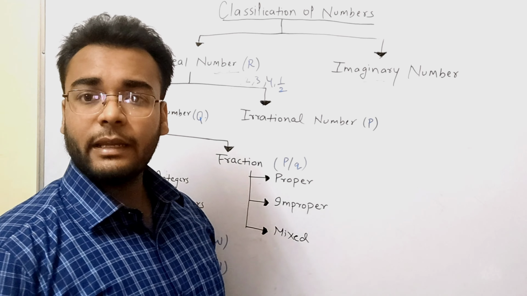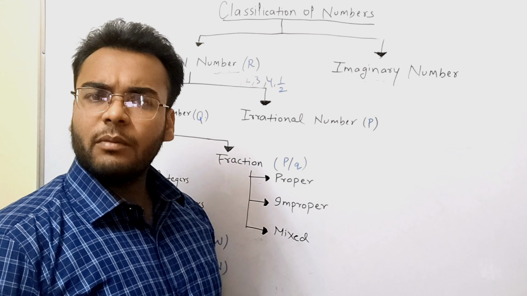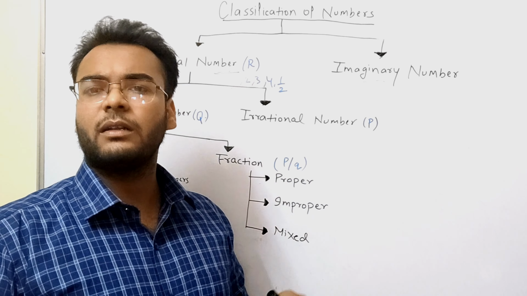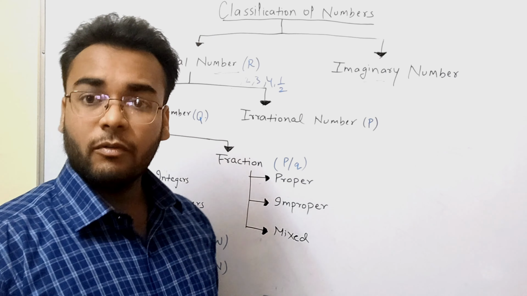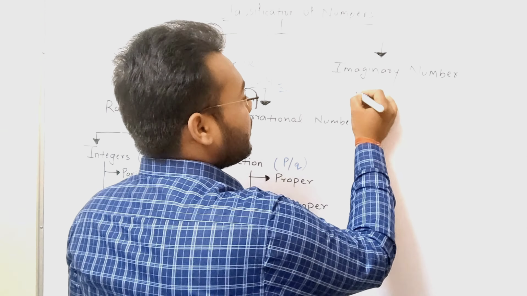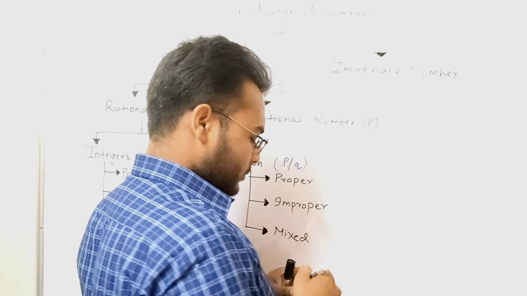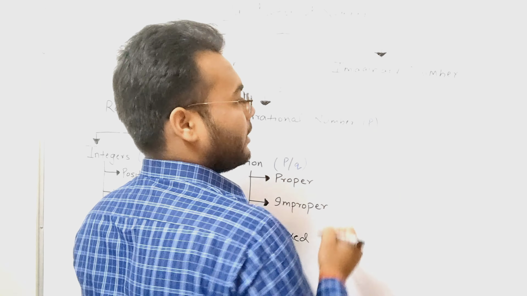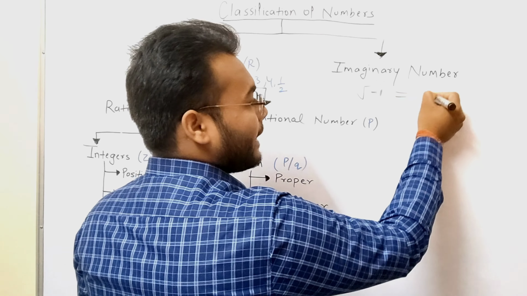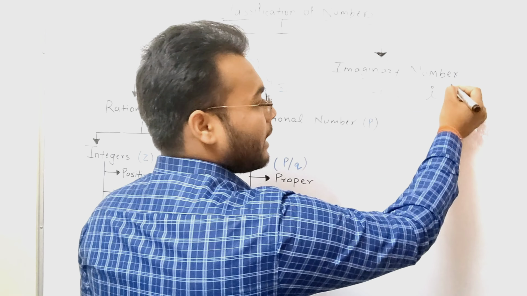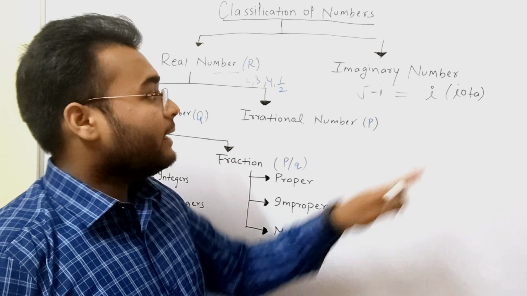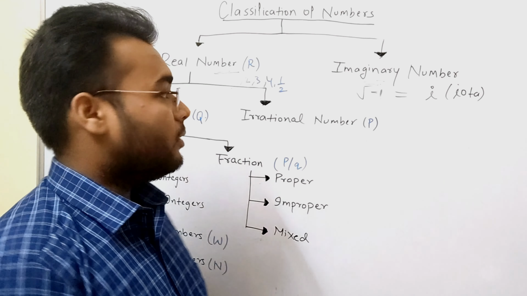Coming up to the imaginary number. What is imaginary number? Imaginary numbers are those numbers which do not really exist in the world, like root minus 1. Root minus 1 is denoted by the sign i, which is iota. We call it iota. It is an imaginary number.